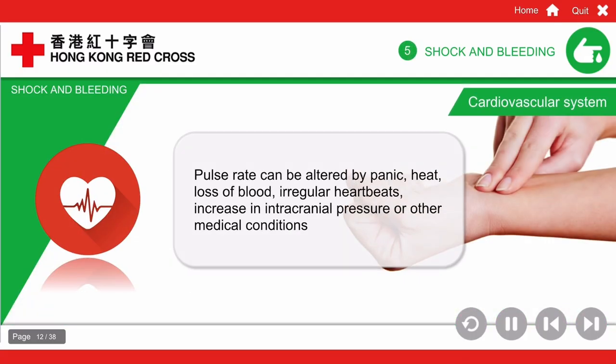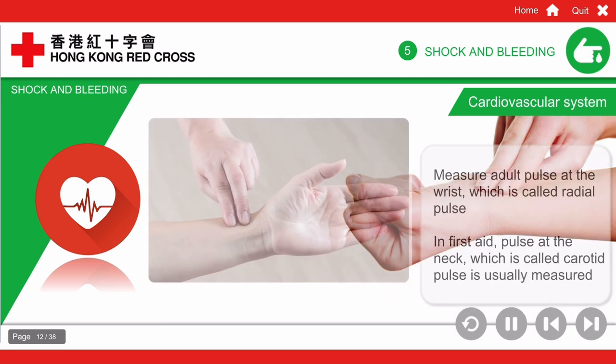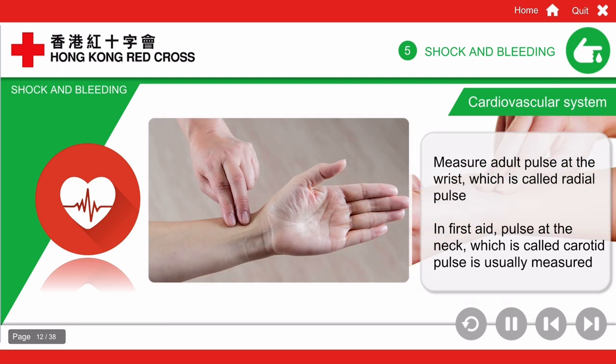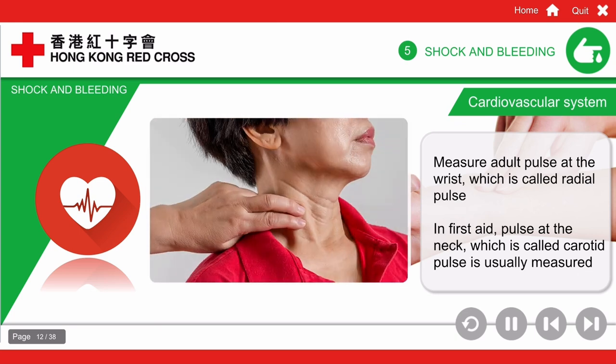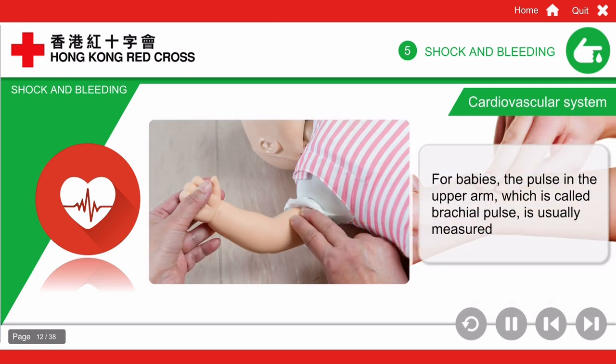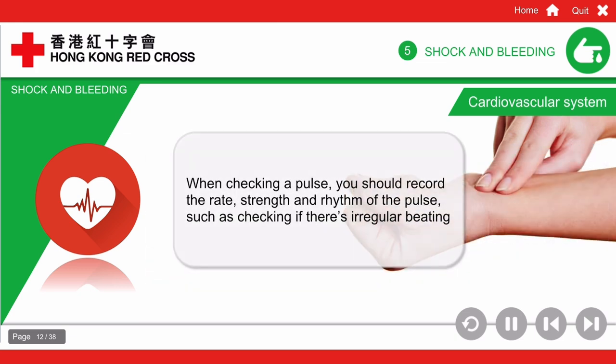Moreover, pulse rate can be altered by panic, heat, loss of blood, irregular heartbeats, increase in intracranial pressure, or other medical conditions. Normally, you can measure adult pulse at the wrist, which is called radial pulse. But in first aid, pulse at the neck, which is called carotid pulse, is usually measured. For babies, the pulse in the upper arm, which is called brachial pulse, is usually measured. When checking a pulse, you should record the rate, strength, and rhythm of the pulse, such as checking if there's a regular beating.